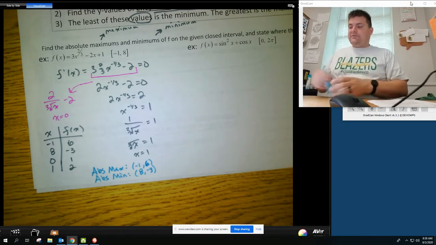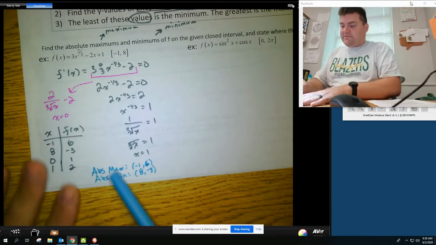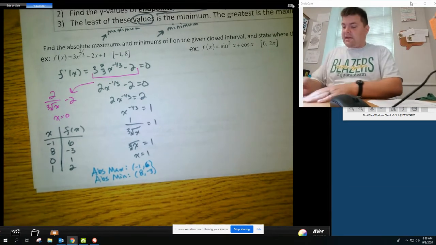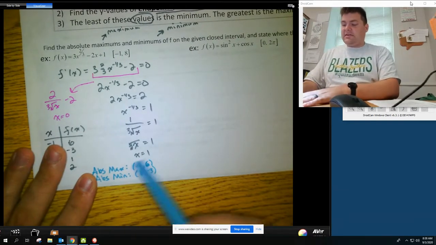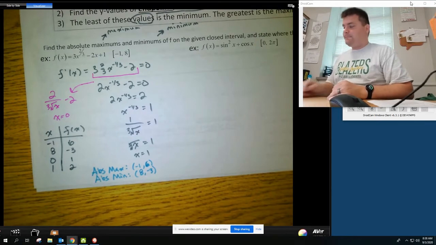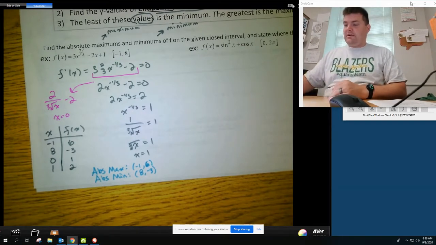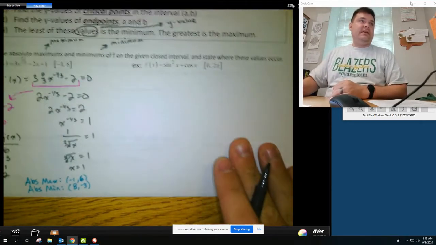Okay? So if it asks you for the value, the absolute maximum value is 6, and the absolute minimum value is -3. But if it asks you for the point, then you would give them that answer right there. Okay? Let's move on to the next one.